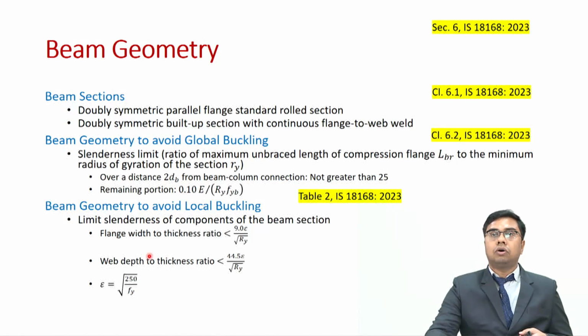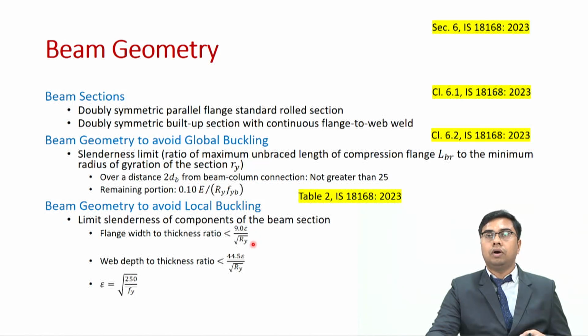So, in case of parallel flange I sections, the flange width to thickness ratio needs to be restricted to 9 times epsilon divided by square root of Ry. Here epsilon is square root of 250 divided by the yield strength of steel used in the beam. Similarly, the web depth to thickness ratio is also restricted to 44.5 epsilon divided by square root of Ry. Ry in both the cases is the material uncertainty factor in yielding for the steel.